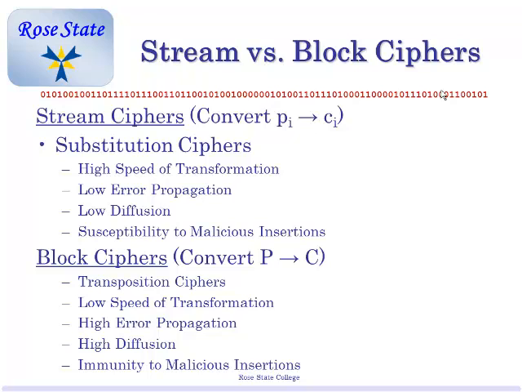Okay? So, high speed of transformation. In other words, every time I type something, it's transformed instantly, one at a time. Low error propagation, because really nothing relies on the previous character. Typing one letter, I'm getting one letter output. So if I screw up one letter, the output's screwed up in one letter, but that's it. Low diffusion; screwing up one letter really doesn't affect anything else. And it is susceptible to malicious insertions, because if I'm typing slowly, couldn't you just walk over there and hit a couple keys on the keyboard?